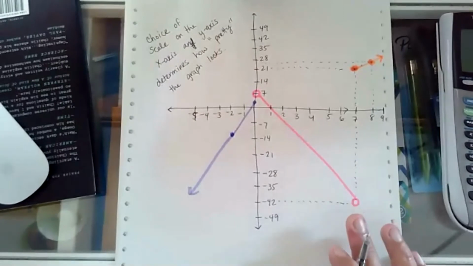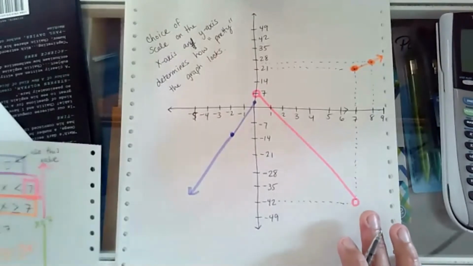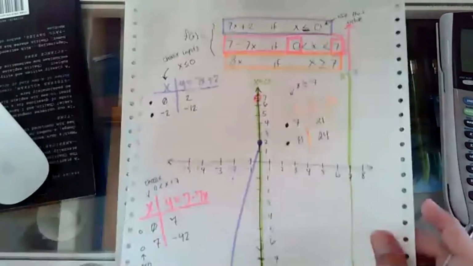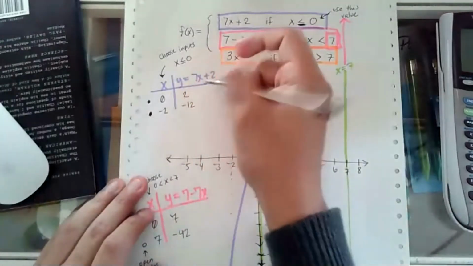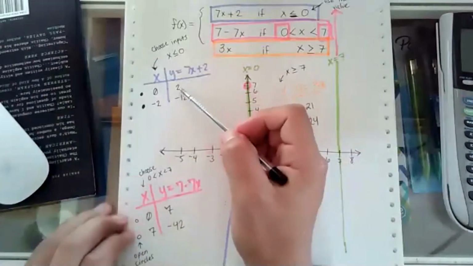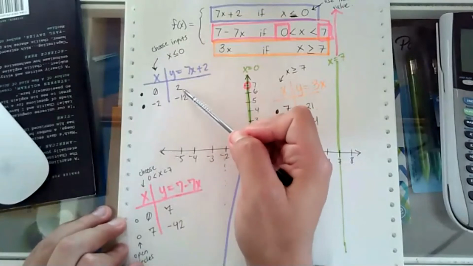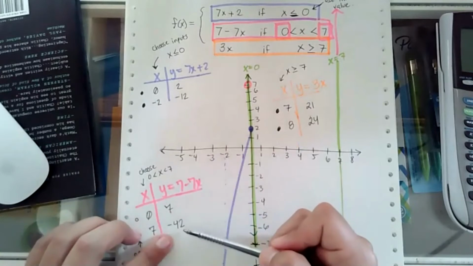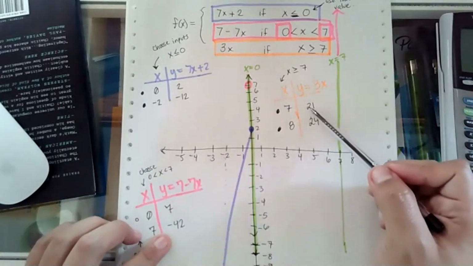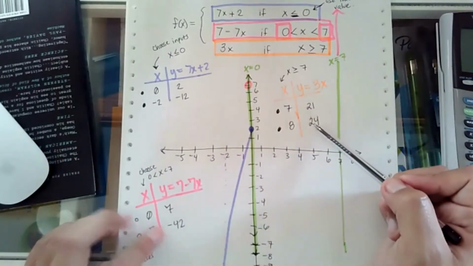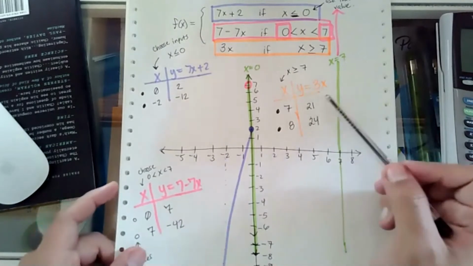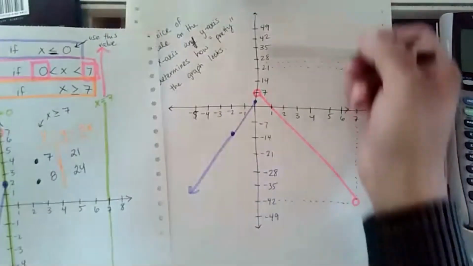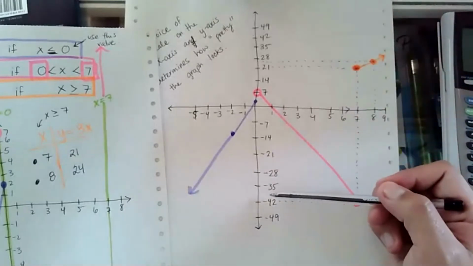So what I would recommend, which is something that I did not do here, is that we might look at the output values first. We have an output value of 2 and negative 12. We have an output value of 7 and negative 42. An output value of 21 and 24. So the output values tell you how far you're going to have to travel in the y direction.